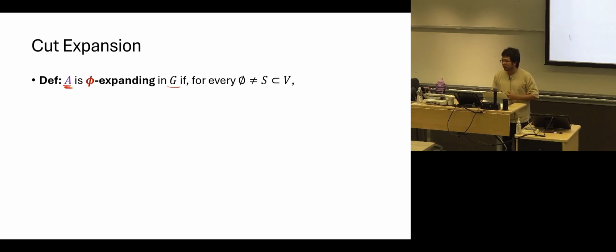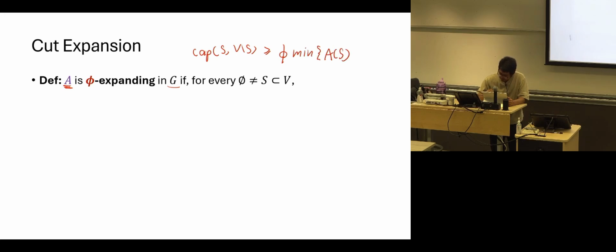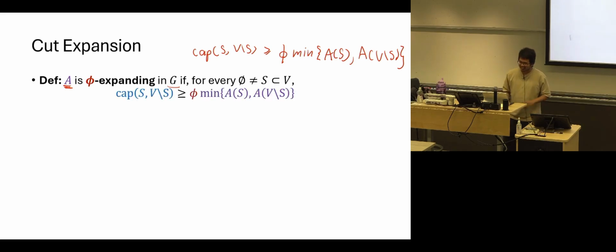Can anyone recall? Yeah. The capacity of the edges crossing the cut is greater than or equal to phi times the minimum of A(S) and A(V minus S). Yeah, exactly. Thanks. What's your name? Akbar. Akbar. Thanks. Yeah.